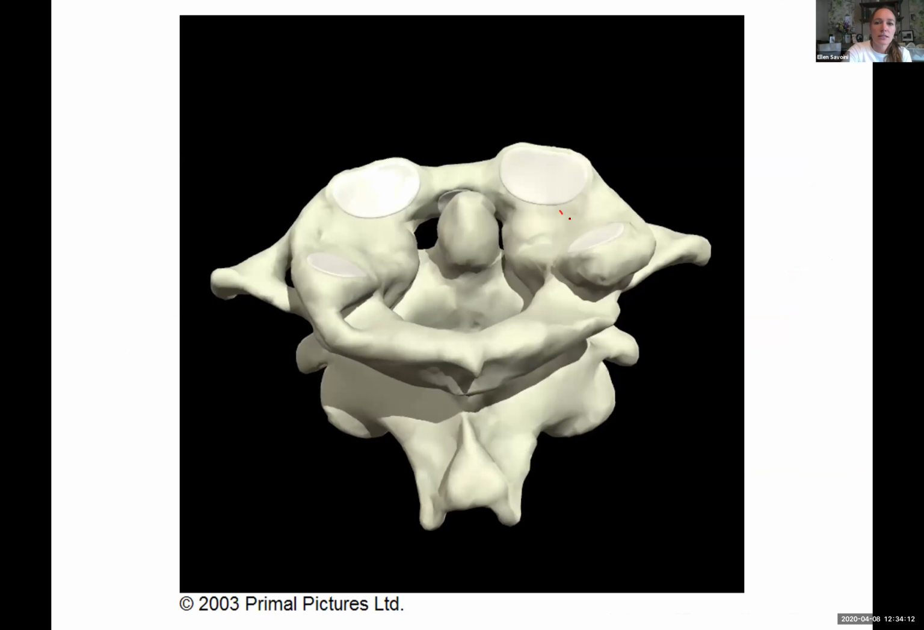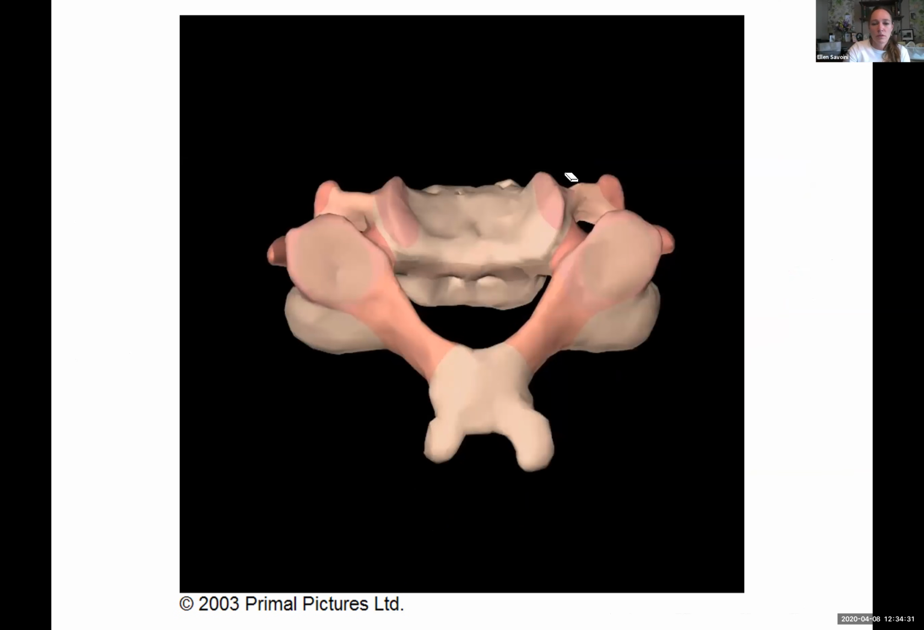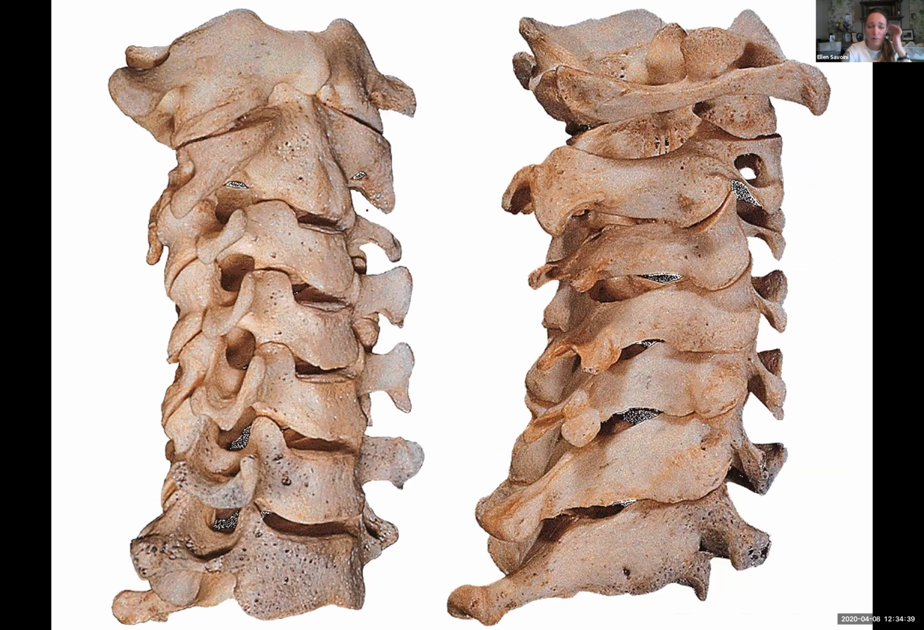This here is C1 and this one is C2. You can see these cups for yes, and you can see C2, which pivots right or left for no, side to side. You kind of rotate that way. This here is a normal vertebra. You have the bifid spinous process. You have the transverse foramen. This here is the cervical vertebrae stacked up.